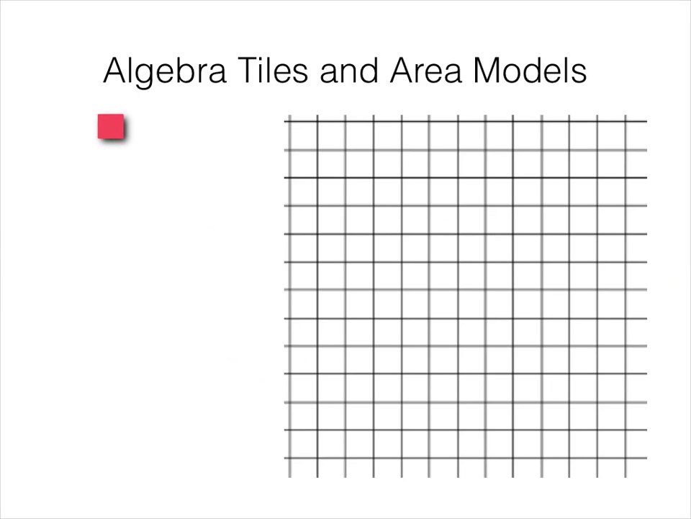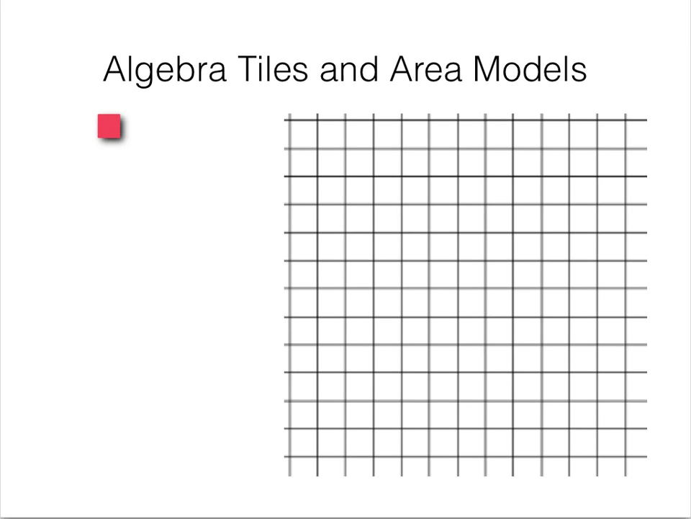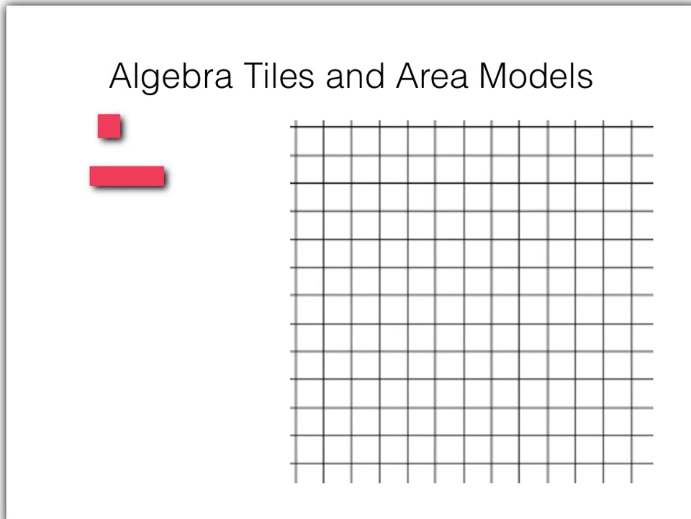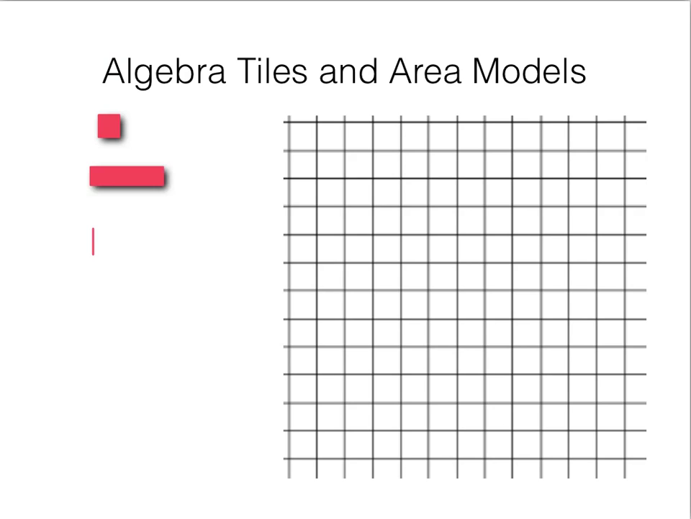You have a square, and that represents a 1. You have a rectangle, and that represents x. And then you have a much larger square, which represents x squared. So let me write that on these. This is a 1, this is an x, and this is an x squared.